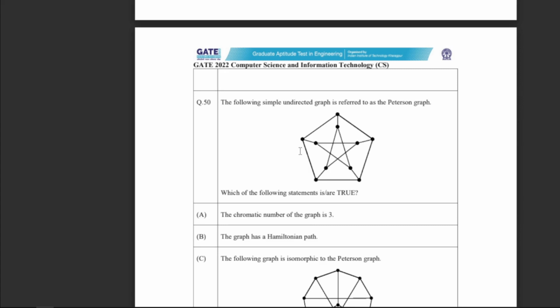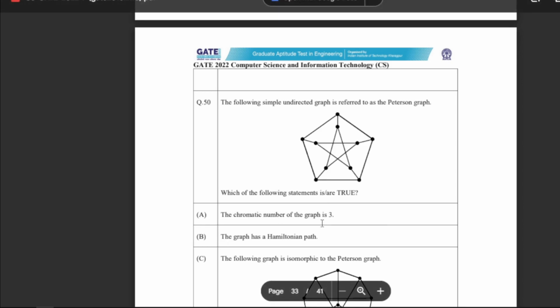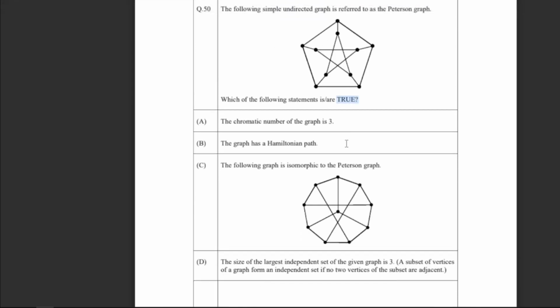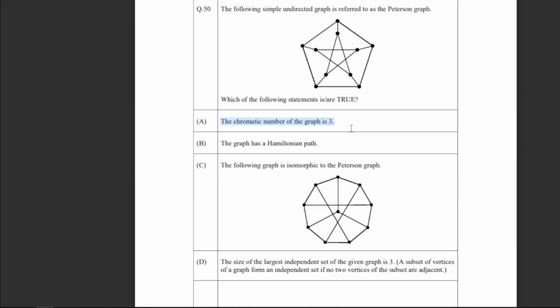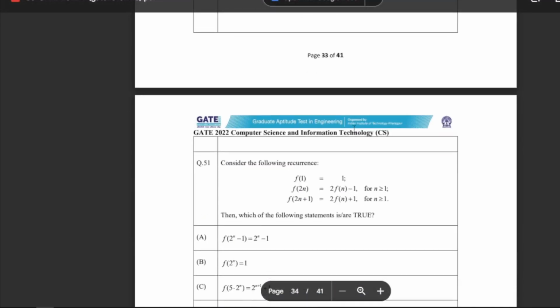Now the following simple undirected graph is referred to as the Petersen graph. So which of the following is true here? So for 50, our answer is ABC. A, the chromatic number of the graph is 3. B, the graph has a Hamilton path. C, the following graph is isomorphic to the Petersen graph. All right, so all these are true.